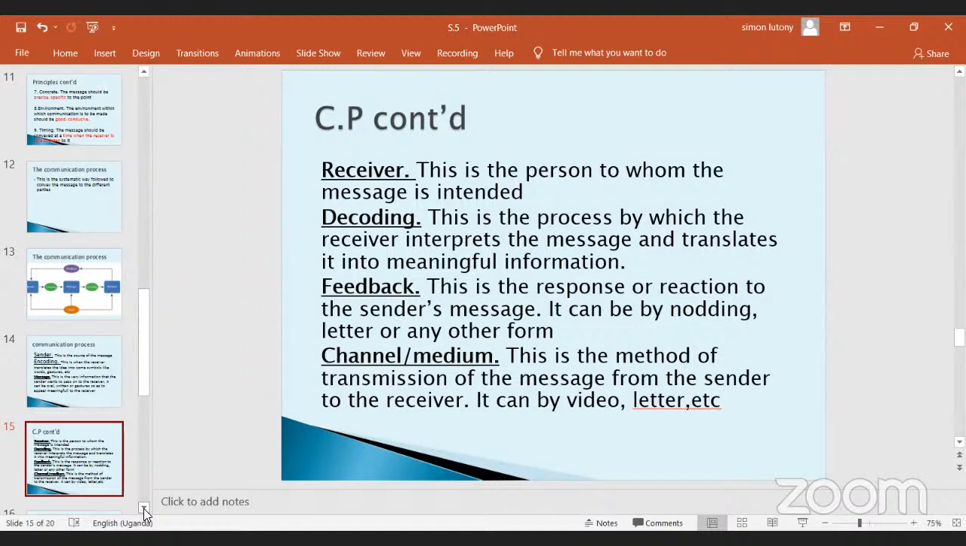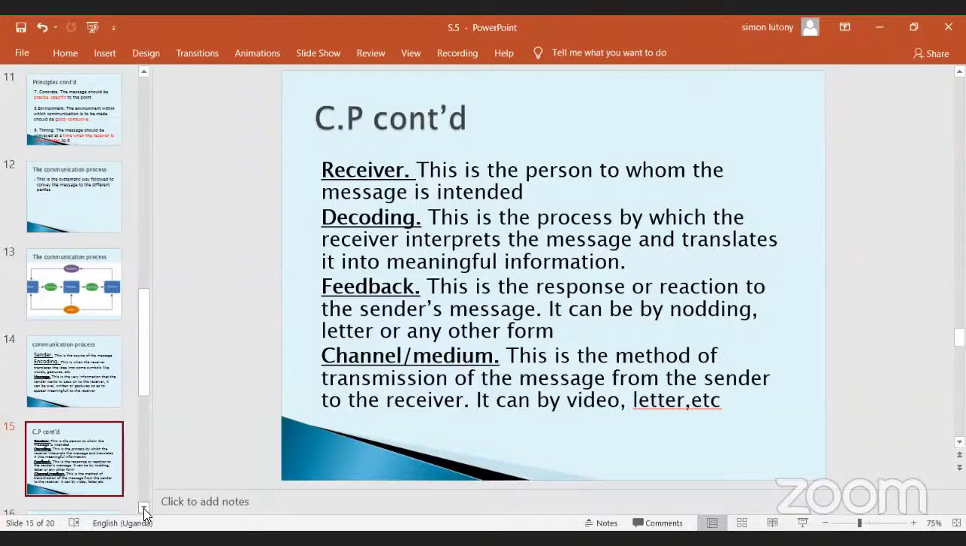When we talk of decoding, we mean that it's the process by which the receiver interprets the message and translates it into meaningful information. Before the receiver interprets the message, the message is just noise. You cannot say that you received information if you don't know its meaning, or you have not interpreted what it means. So before you interpret, it remains noise, okay, until you interpret it.